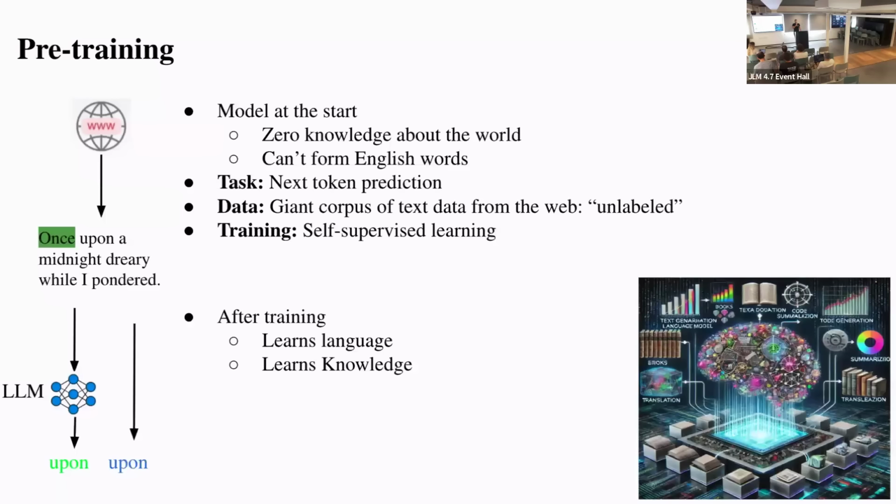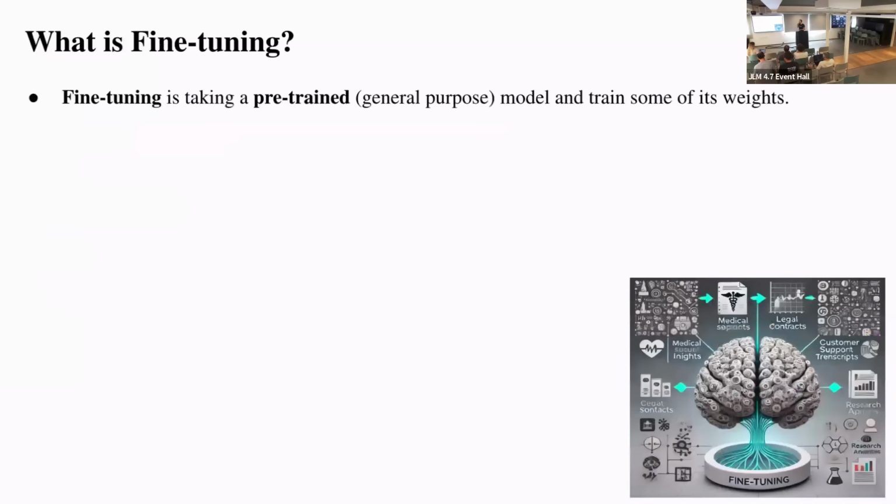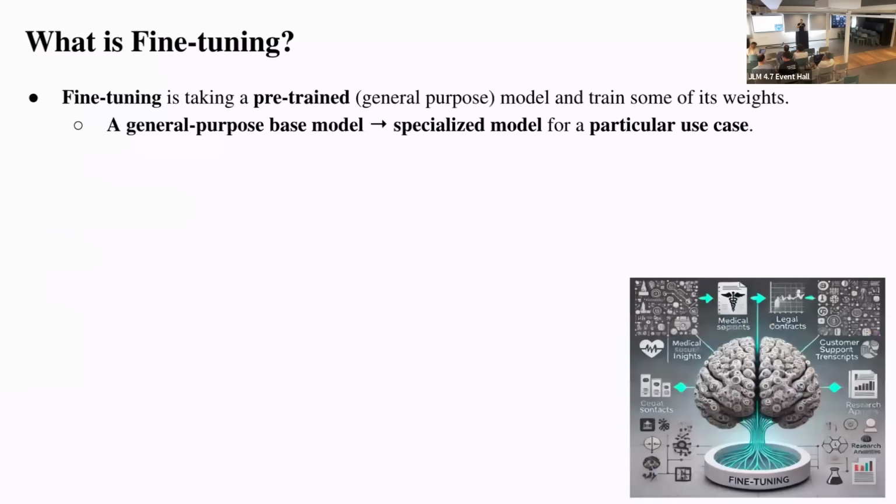Okay, so now that we have a pre-trained language model, we can talk about fine-tuning it further. So what is fine-tuning? Fine-tuning is taking the pre-trained general purpose model and training some of its weights. This is a general definition. In the context of LLMs, fine-tuning is taking the general purpose base model and transforming it into a specialized model for a particular use case.